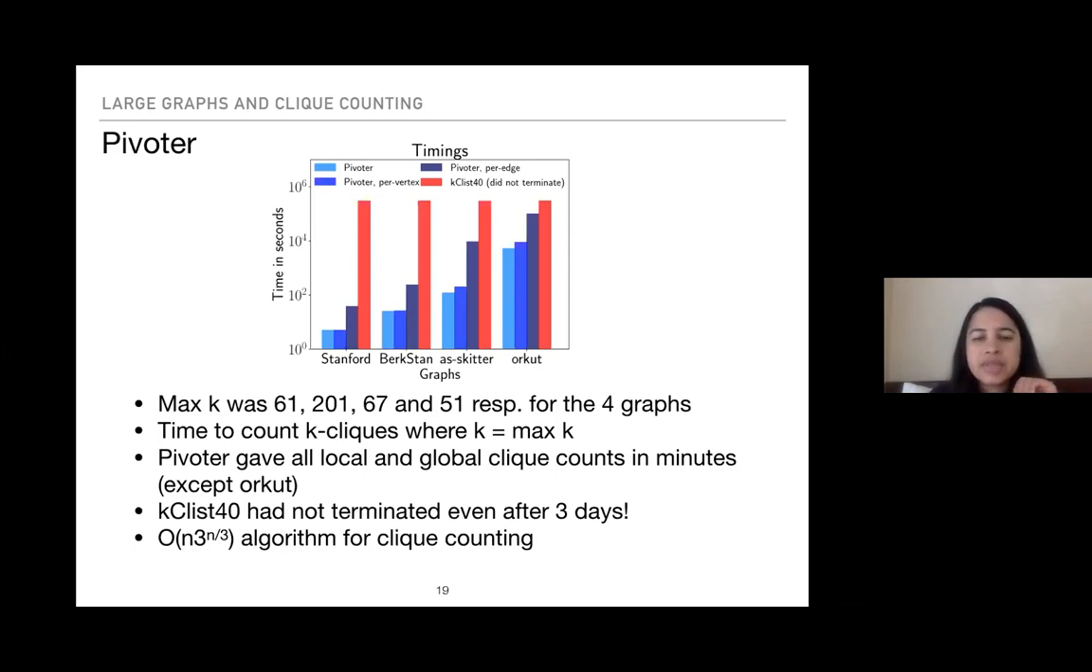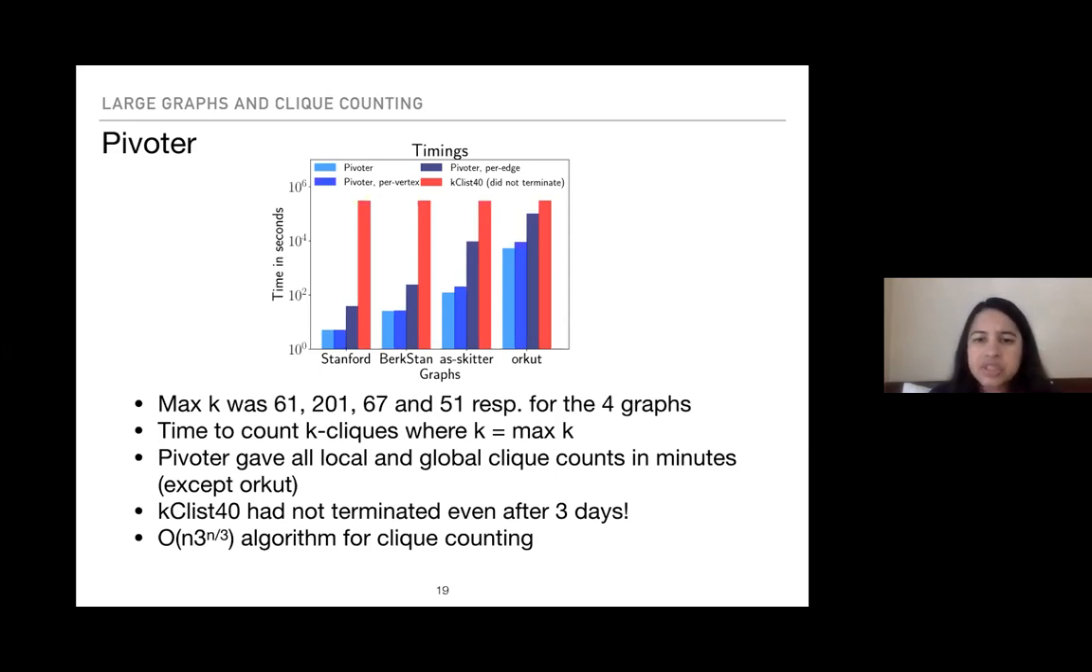And so what we did was, KCList takes a k and gives a count of k-cliques for that k. So we took the max k in these 4 graphs, which was 61, 201, 67, and 51. We fed this k to KCList, and we compared the time it took for KCList to count these k-cliques versus the time taken by Pivoter. So in 3 out of 4 cases, Pivoter was able to count not just the number of this k-clique, but all k-cliques.